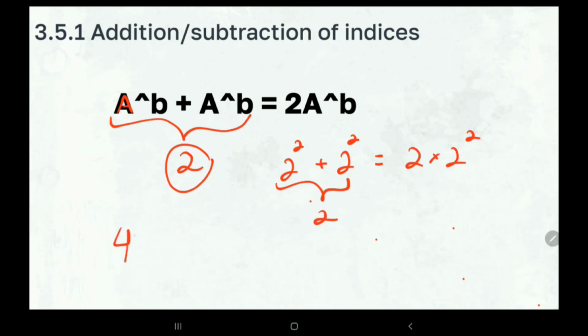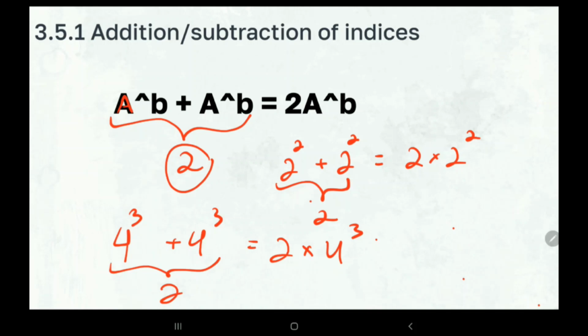And we have 4 cubed plus 4 cubed. We will not add the 3's because this is not multiple, but we will write it as, because we have 2 of these, 2 times 4 cubed. Okay, next one.